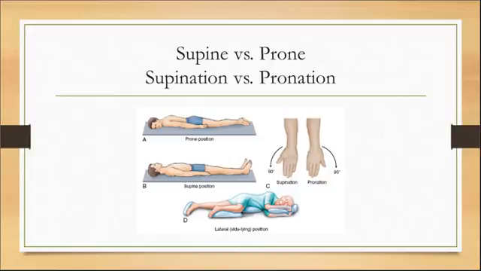We can supinate or pronate the parts of our body. So if we supinate our arm, that permits our palm to turn up. If we pronate, that's turning our palm downward. The last position we see on here is the lateral recumbent. Recumbent just means you're lying down. Lateral means they're lying on their side.